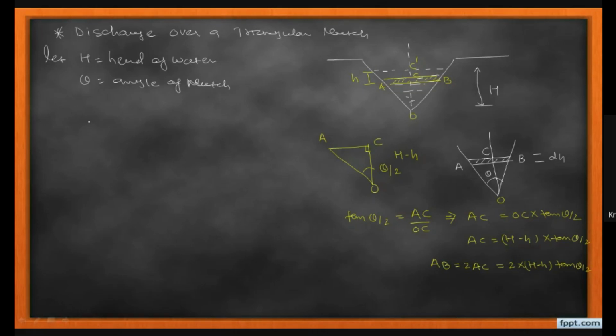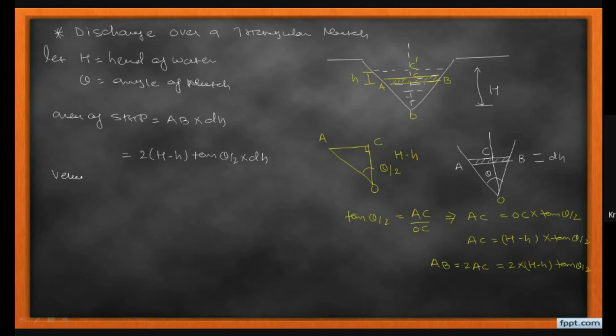And now we consider the area of strip. So area of strip equals the width. So width is AB and the thickness is dh. So AB is unknown to us. So using trigonometry, we are able to find the value of AB, and AB equals 2 into capital H minus small h into tan theta by 2. So we put down the value. So we get the area of strip, that is 2 into capital H minus small h into tan theta by 2 into dh.